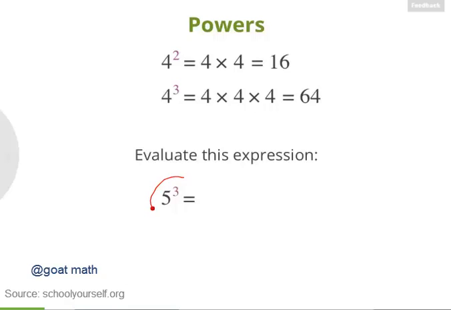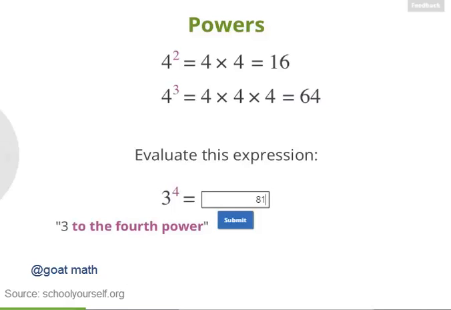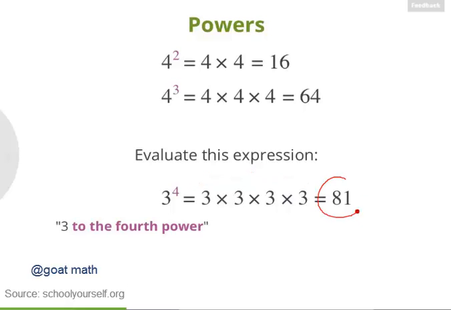Next, try evaluating this expression. What's 5 to the third power, or 5 cubed? Exactly. 5 cubed equals 5 times 5 times 5, or 125. Next, try evaluating this expression, which you can read aloud as 3 to the 4th power. Right, 3 to the 4th is 3 times 3 times 3 times 3, or 81.